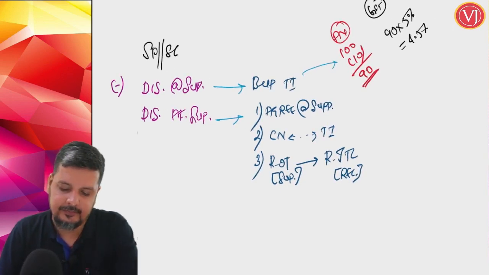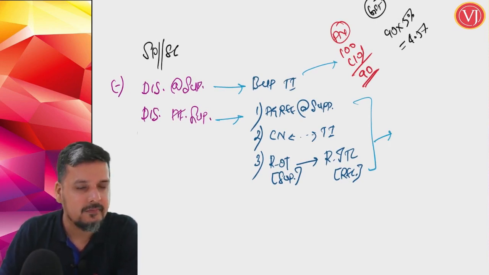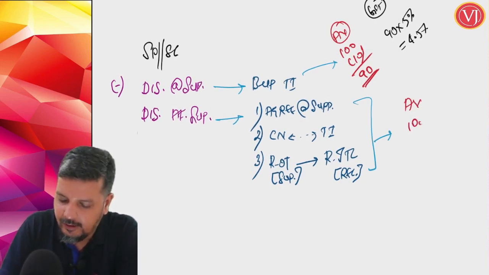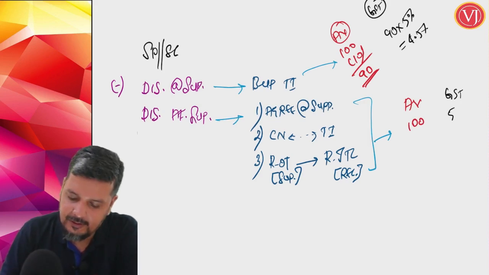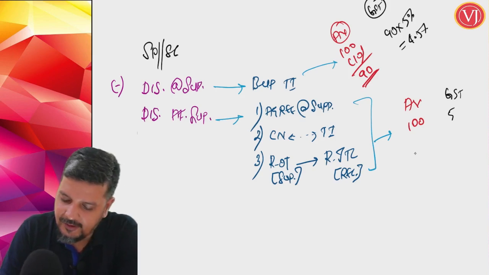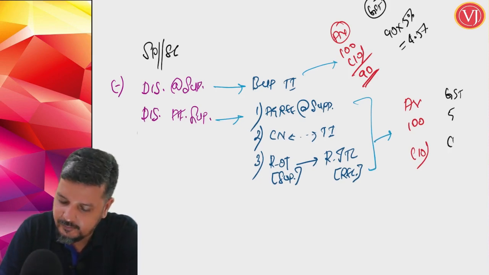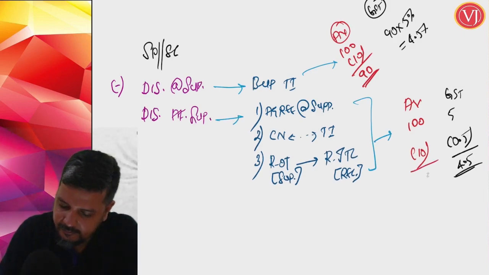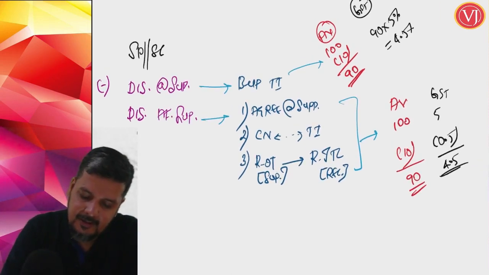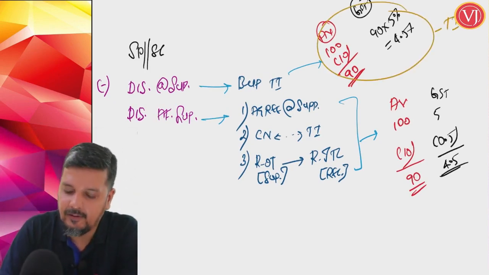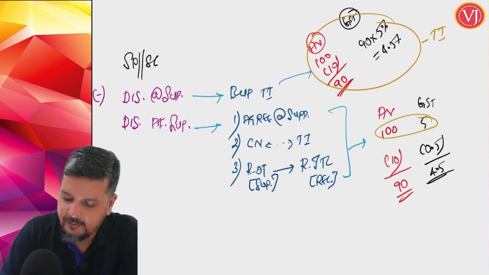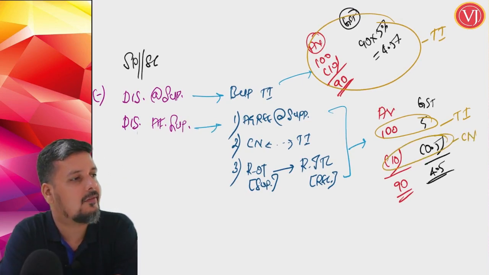Now what is happening here? In the second case, if discount is after supply, same thing. Initially, assessable value is 100 in tax invoice and GST is 5 rupees. Later point of time, you reduce 10 rupees in credit note and GST is reduced by 0.5. Net effect is tax is 4.5 and the value is the same, the only difference is the timing. In the first case, this entire thing happens at the same time by way of tax invoice, whereas in the second scenario, it happens separately, initially by way of tax invoice 100 plus 5, then by way of credit note 10 plus 0.5.